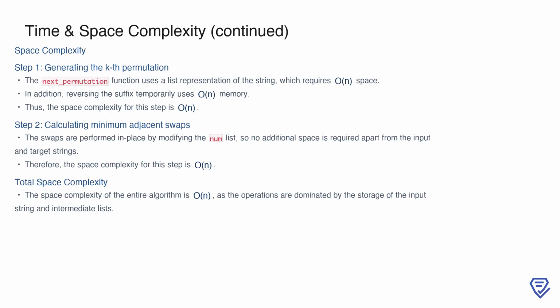In the second step, calculating the minimum adjacent swaps involves modifying the number list in place. Since no additional data structures are used apart from the input and target strings, this step also has a space complexity of O(n). Combining these two, the overall space complexity of the algorithm is O(n), as the memory usage is dominated by the storage of the input string and intermediate lists.